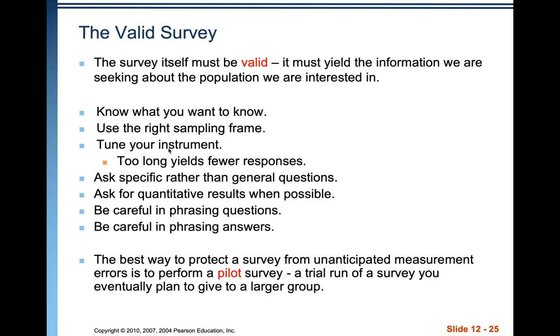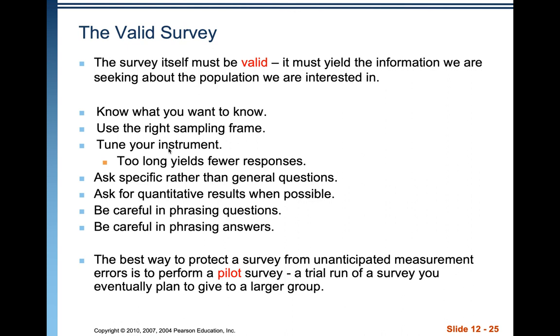Okay, so now that you have the individuals that you want information from, the survey itself must be valid. In other words, it must give the information we are seeking about the population we are interested in. So, the very first thing you have to do when you're creating a survey is know what you want to know. What exact questions do you want answered? Then you want to use the right sampling frame. Again, this is another reason why statistics is important for people in all kinds of fields, because this may require field specific knowledge to know what would be the best sampling frame. And then you want to tune your instrument.